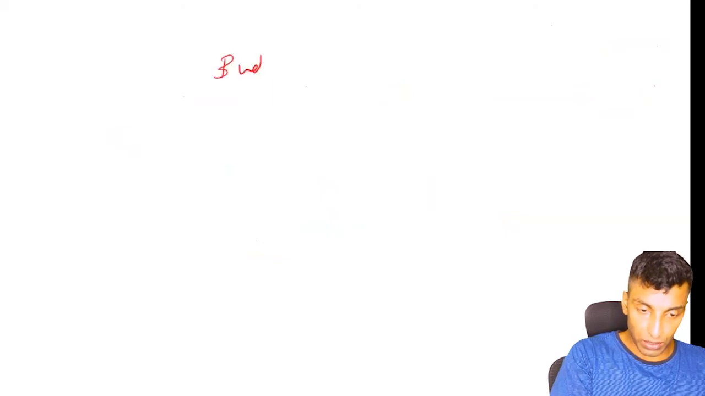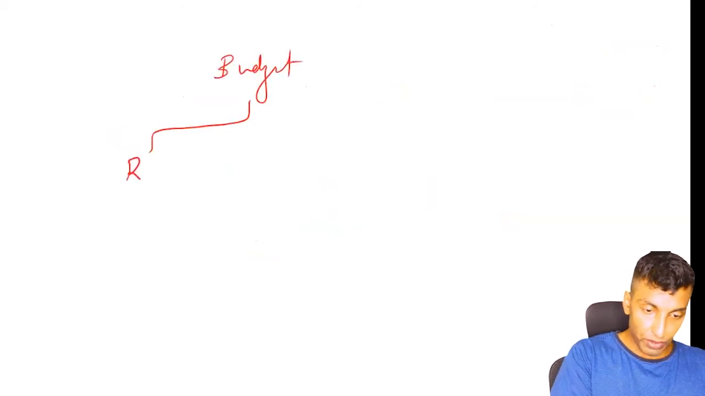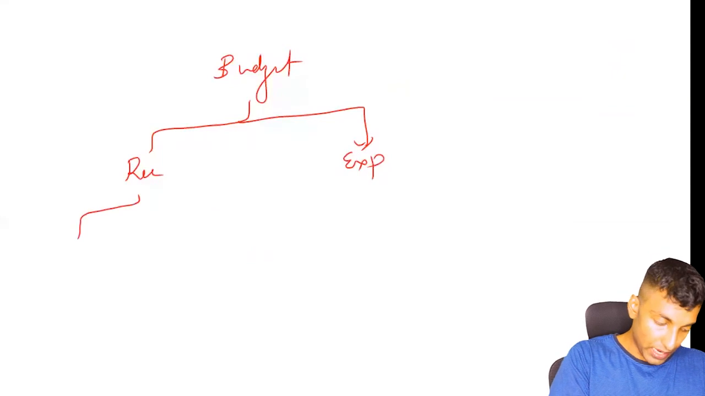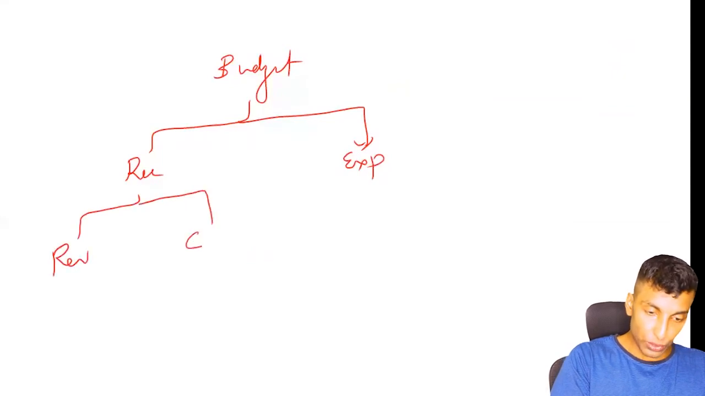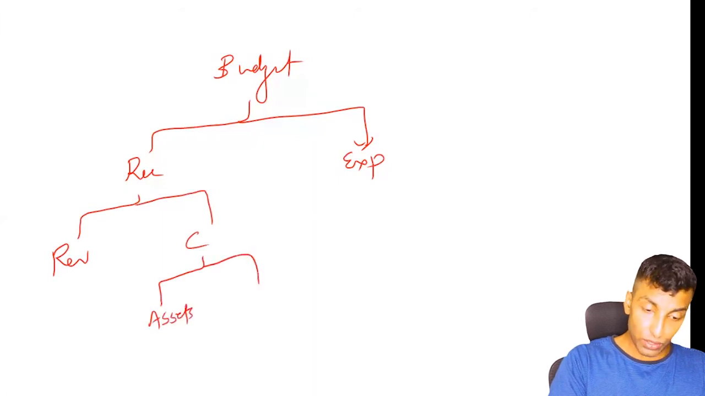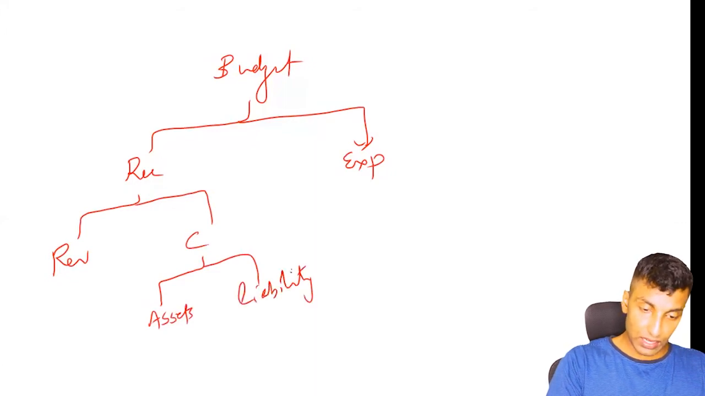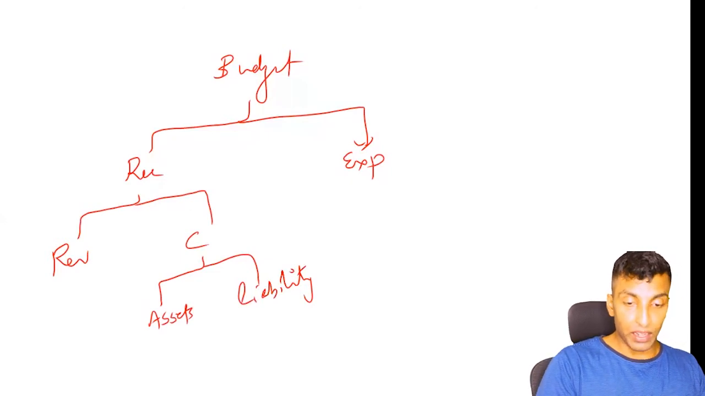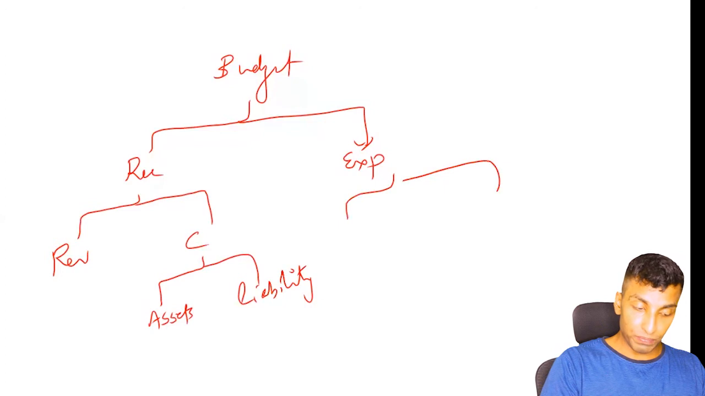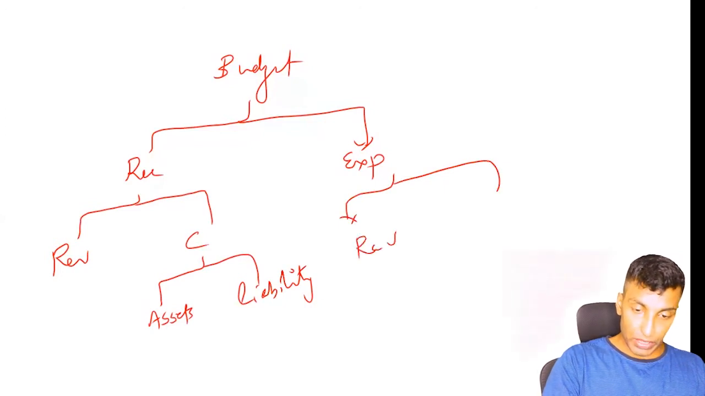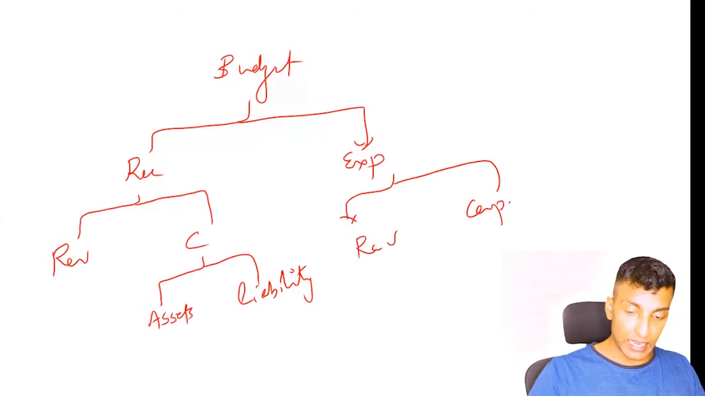When we discussed the budget, I told you, you have receipts and you have expenditure. Receipts are of two types, right? Revenue receipt and also capital receipt. In this we have discussed assets increasing or decreasing, and liability also. This we have discussed, right? The asset and liability related part. Now in expenditure, what are the two types? Revenue expenditure and capital expenditure.